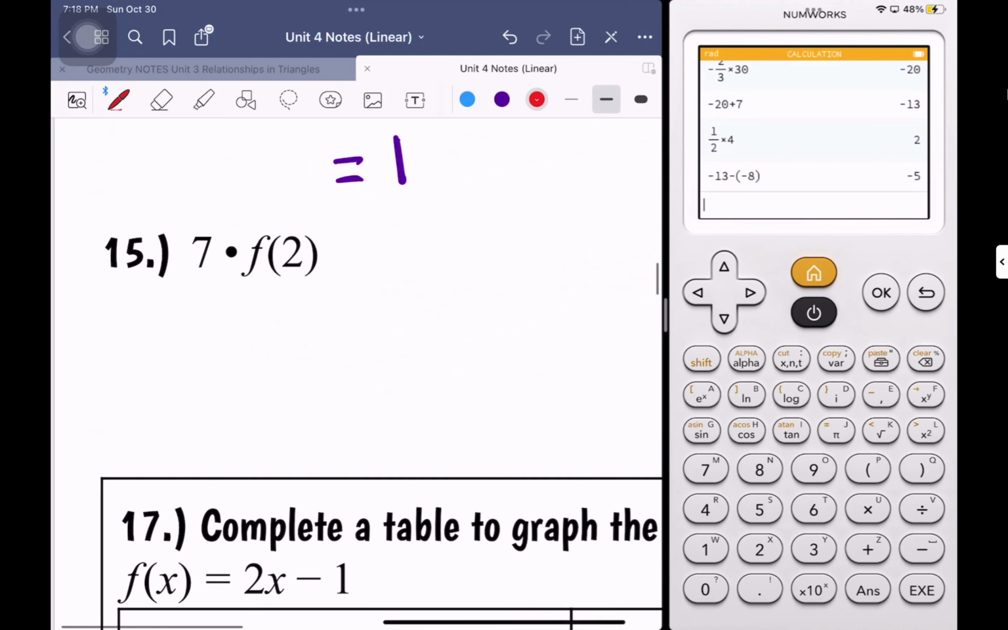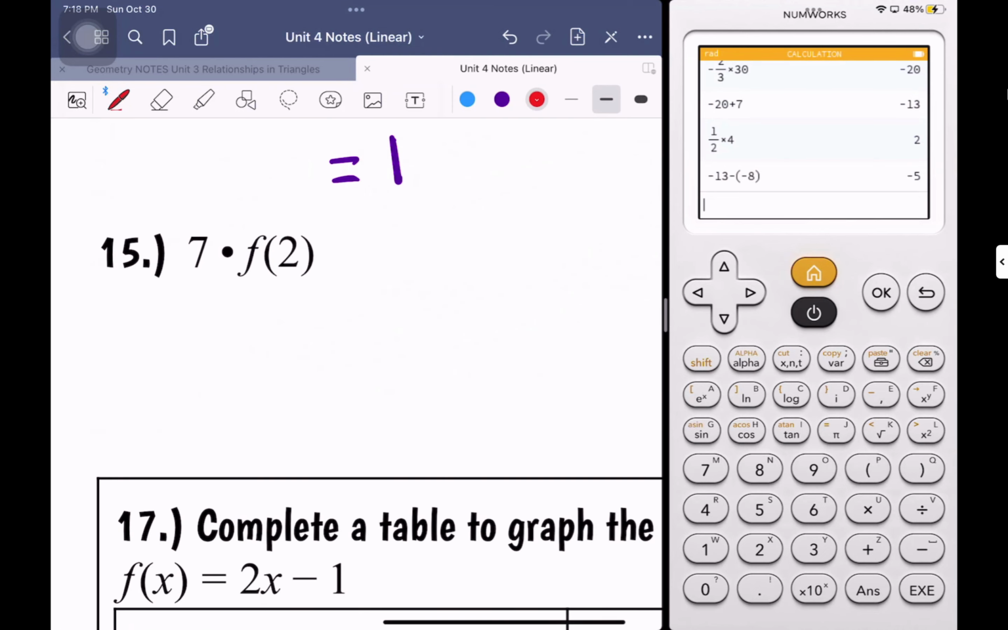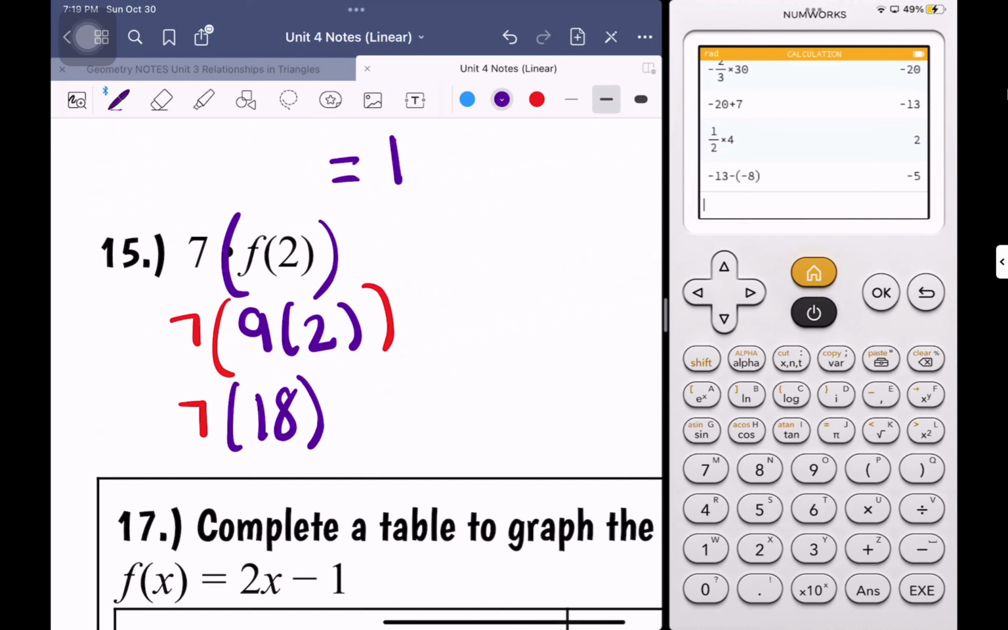Okay, next one. We have 7 times the entire function of f of 2. So f of 2, that's 9 times 2. And this whole thing is being multiplied by 7. So we have 7 times 18, which is 126.